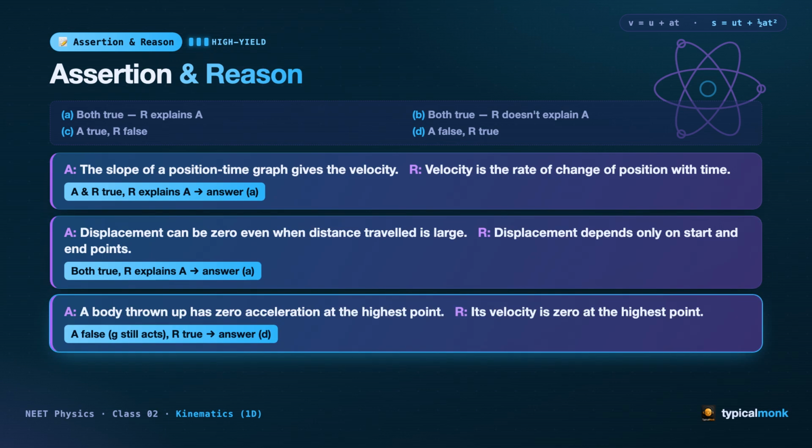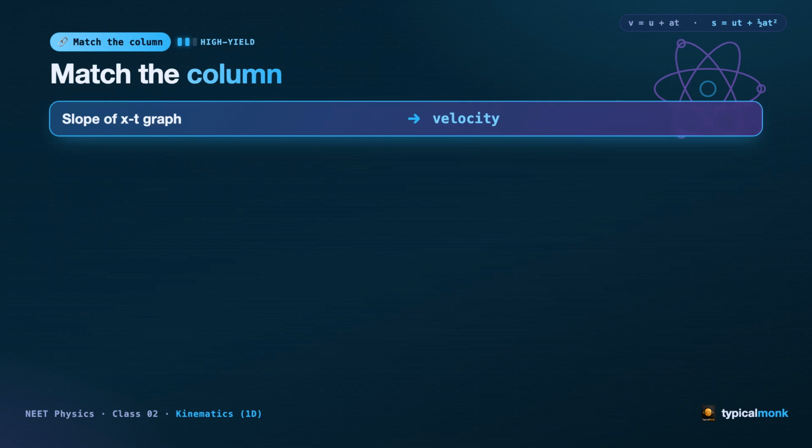Third one, assertion, a body thrown straight up has 0 acceleration at its highest point. Reason, its velocity is 0 at the highest point. Check the reason first. True. The velocity really does vanish for an instant at the top, but that is exactly the trap. The velocity is 0, yet gravity never switches off, so the acceleration is still g downward. The assertion is false, the reason is true. Option D.